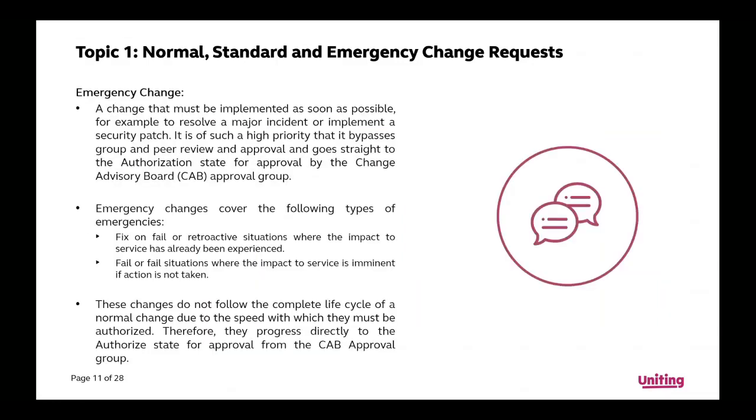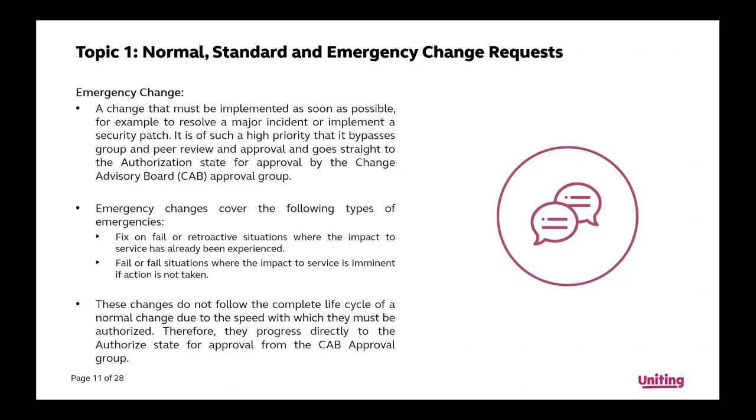Emergency change, a change that must be implemented as soon as possible. For example, to resolve a major incident or implement a security patch. It is of such a high priority that it bypasses group and peer review and approval and goes straight to the authorization state for approval by Change Advisory Board, CAB.